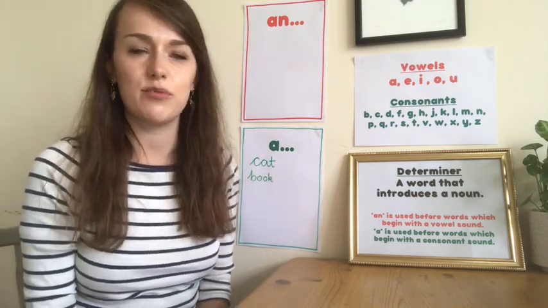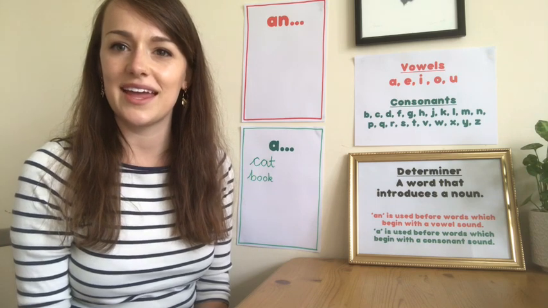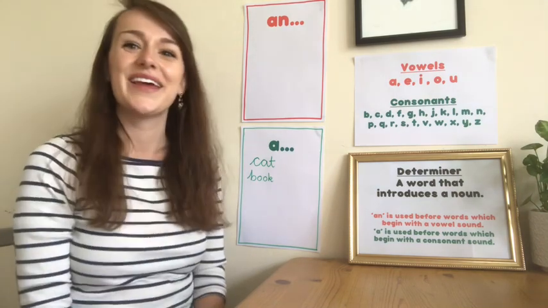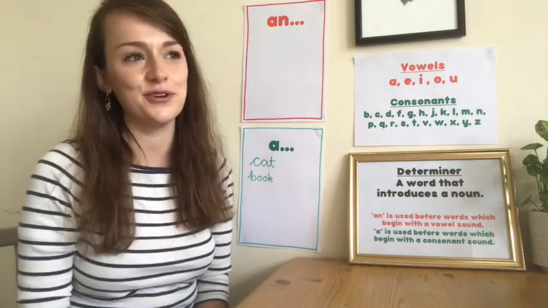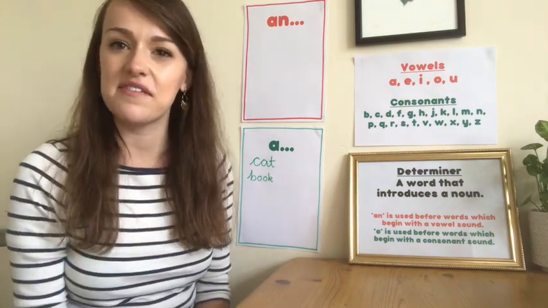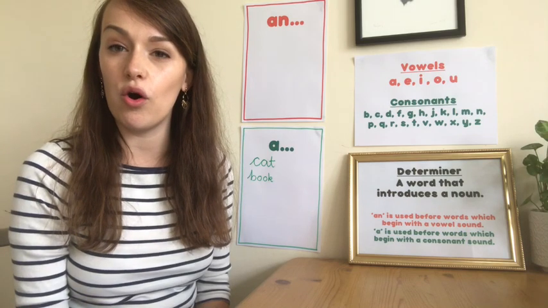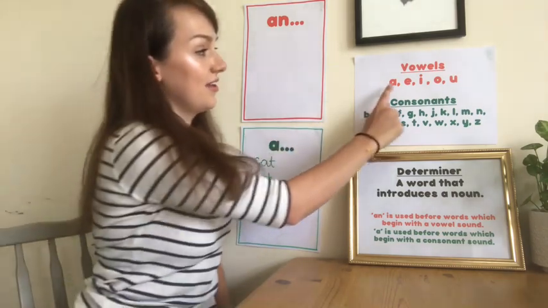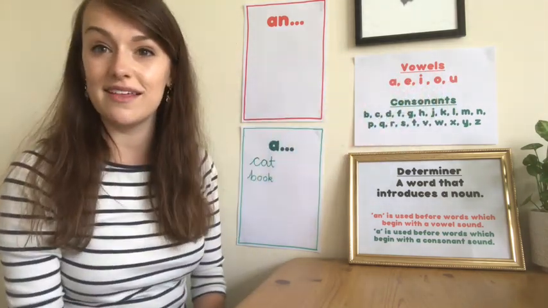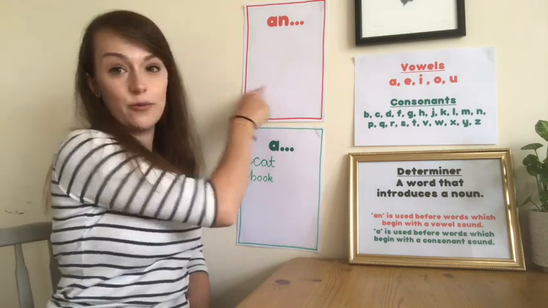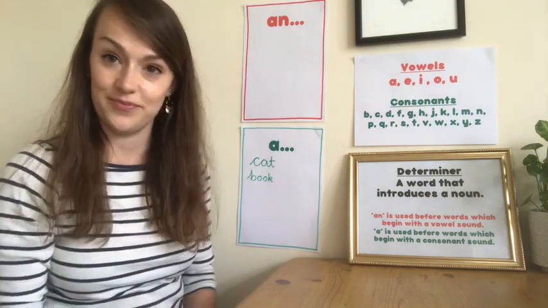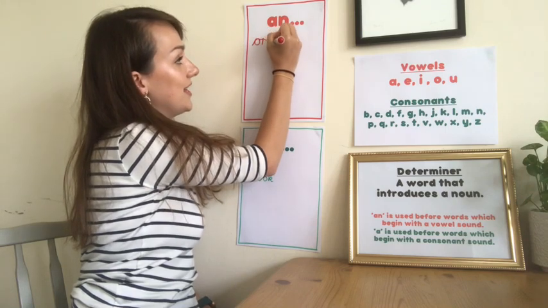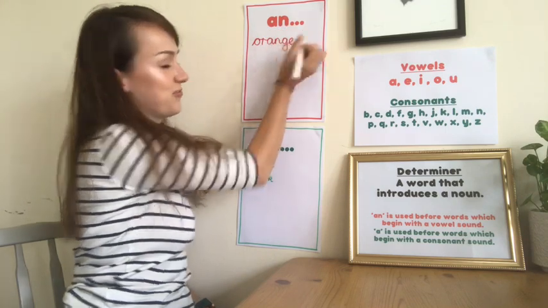Okay, let's try another one. Let's do orange. Okay, so orange, the piece of fruit. Orange begins with the sound o, o, o. So is o a vowel or a consonant? We know that o is a vowel. So it needs to begin with the determiner an. Okay? So we're going to go to the shop and buy an orange.